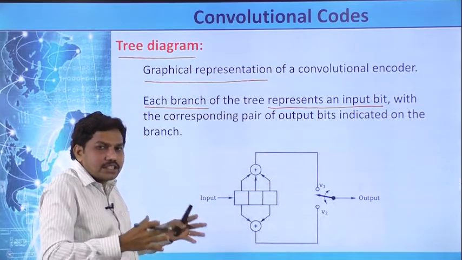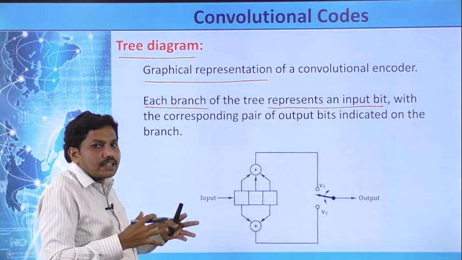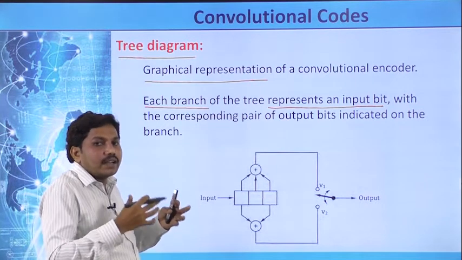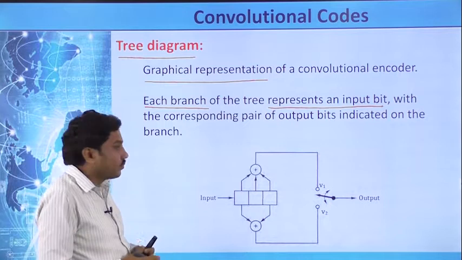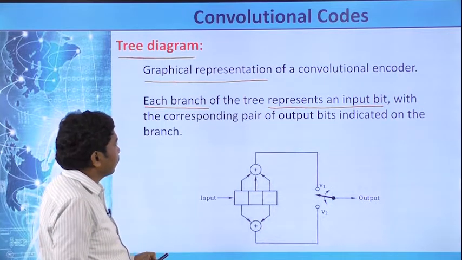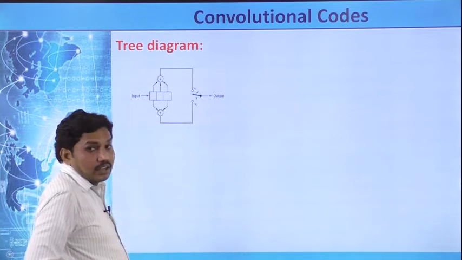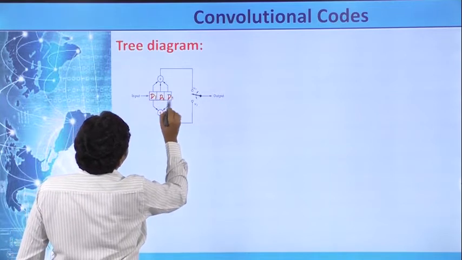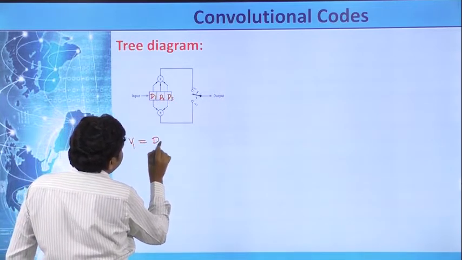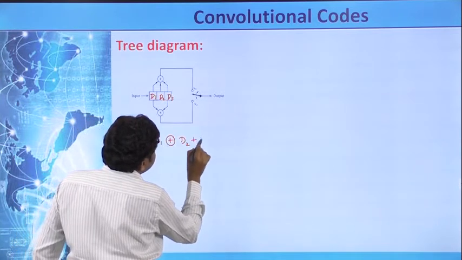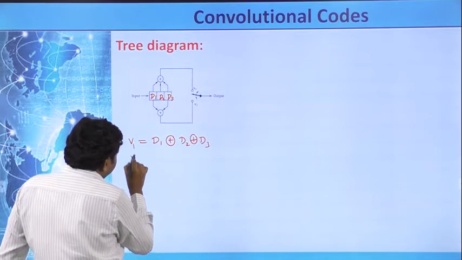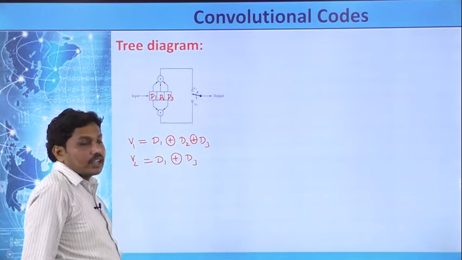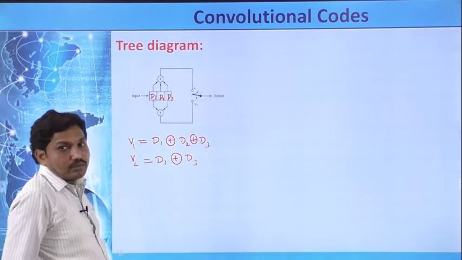So a tree means it has branches. The branch represents an input bit, which is either 0 or 1, with the corresponding output bits. So this is the convolutional encoder. If you remember, it is D1, D2, and this one is D3. V1 equals D1 plus D2 plus D3. V2 equals D1 plus D3. Okay. So how to draw the tree diagram?